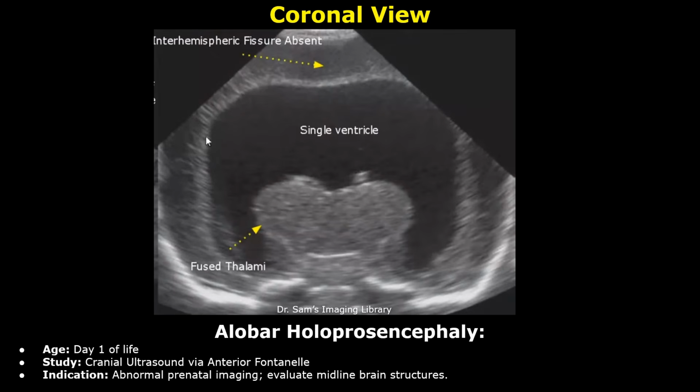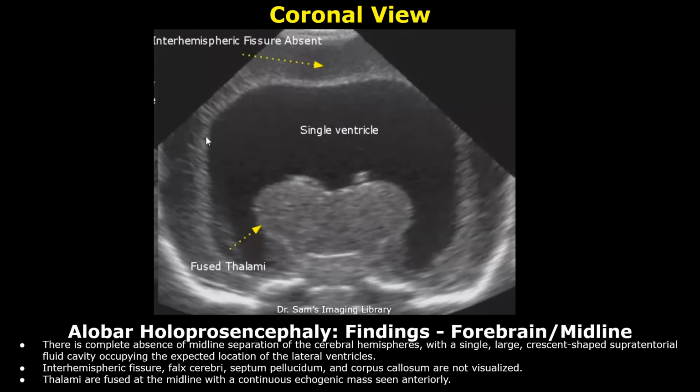Alobar Holoprosencephaly is the most severe form of holoprosencephaly. Age, day 1 of life study. Cranial ultrasound via anterior fontanelle. Indication: abnormal prenatal imaging. Evaluate midline brain structures.